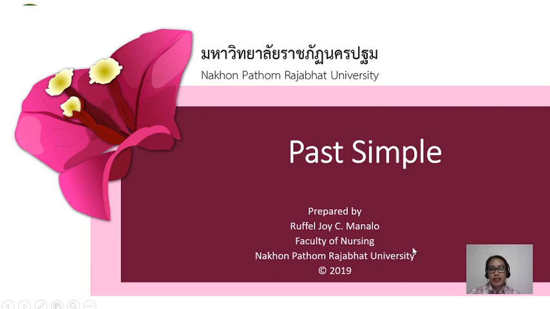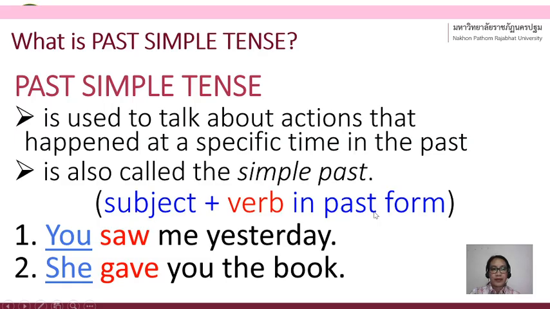I'm going to discuss to you about past simple tense. So, what is past simple tense? Past simple tense is used to talk about actions that happened at a specific time in the past. It's also called the simple past. Always remember this formula: subject plus verb in past form.